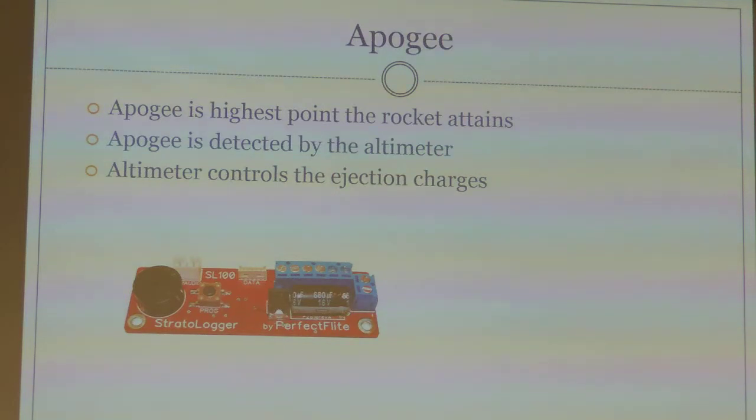The ejection charges are actually controlled by this. The drogue and the main are both controlled. So yeah, it's been giving us fairly consistent results. So that's the altimeter we use.